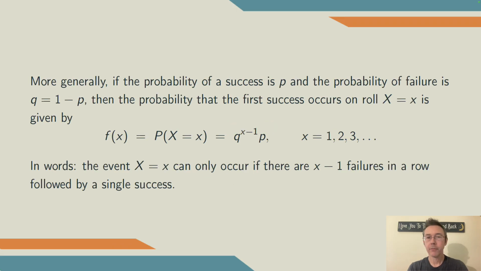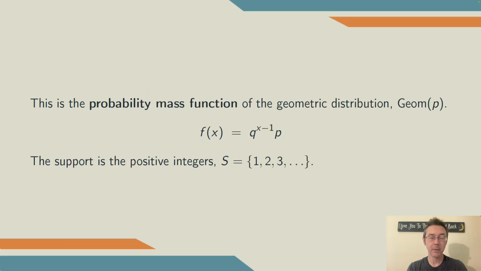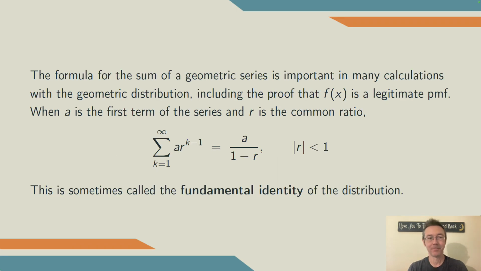More generally, if the probability of success is p, and the probability of failure, 1 minus p, is called q, then the probability that the first success occurs on roll x is given by q to the x minus 1 times p. Because the only way that the first success can occur on trial x is if there are x minus 1 failures in a row, followed by a single success. And this is the probability mass function, or PMF, for the geometric distribution. f of x is q to the x minus 1 times p. The support is the positive integers, 1, 2, 3, etc.